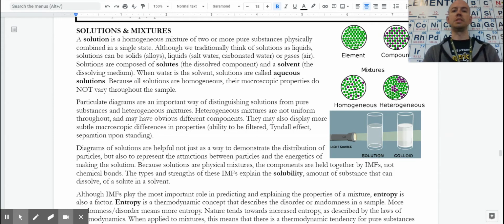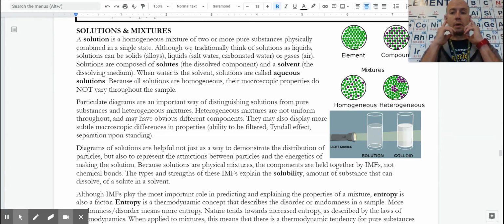A lot of the times we think of solutions as just liquids, but it really could be a solid, liquid, or gas solution. And all of those are governed by the strength and types of IMFs. Within our solution, we have the different parts. We've got the thing that gets dissolved, our solute, and we may have more than one solute, and then what it gets dissolved in, which is our solvent.